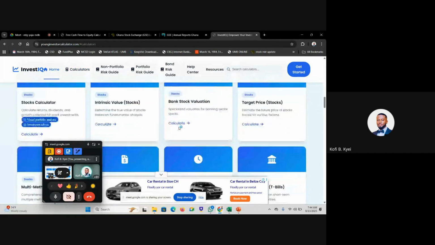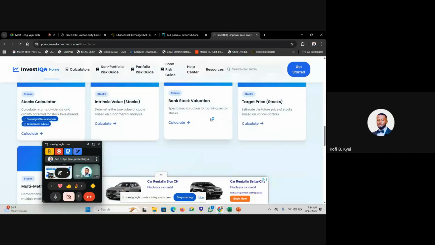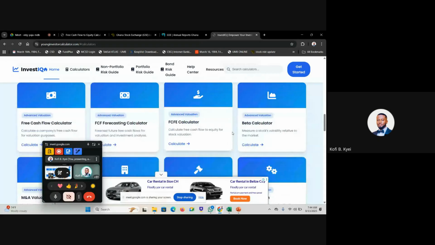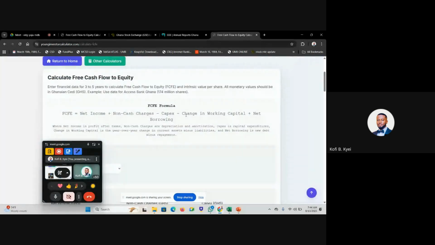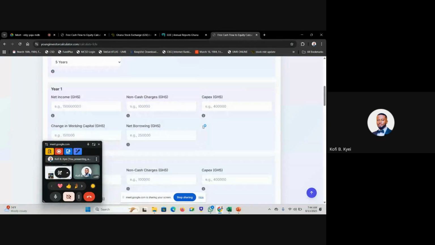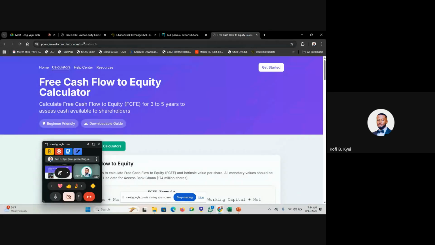So all the calculators are here. You can be trying your hands on them. The stocks calculation, you have bank valuation. If you want to estimate share price at a point in time, it is here. What we will be doing, free cash flow to equity calculator. I'll take you through how to go through this manually. These are easy ways. The formulas are all stated here. These are easy ways of estimating your values. But I will take you through the step-by-step processes. That is what we have started.